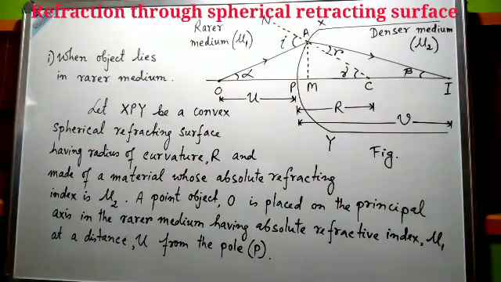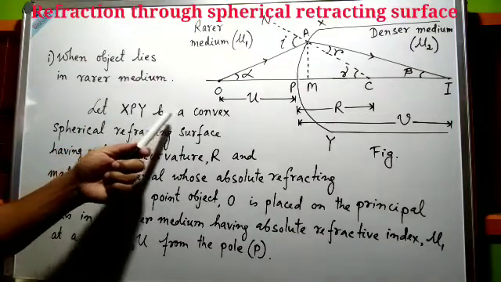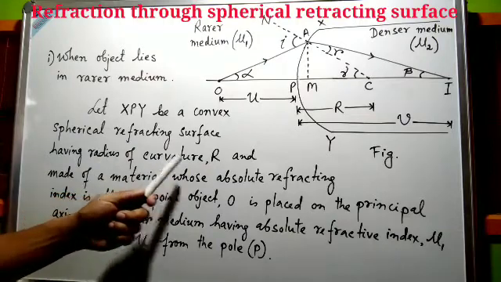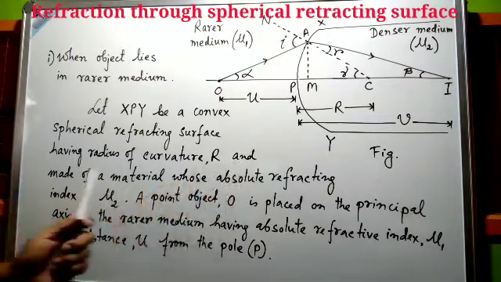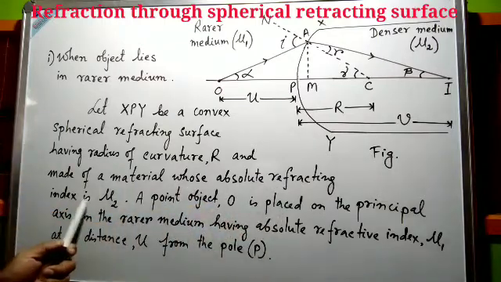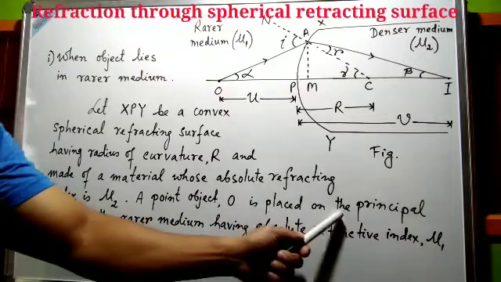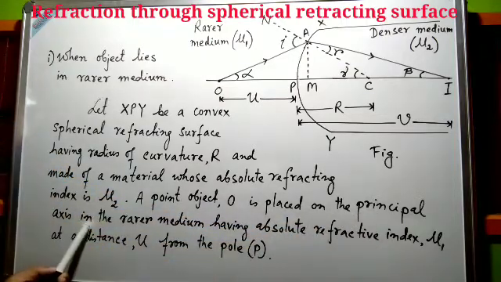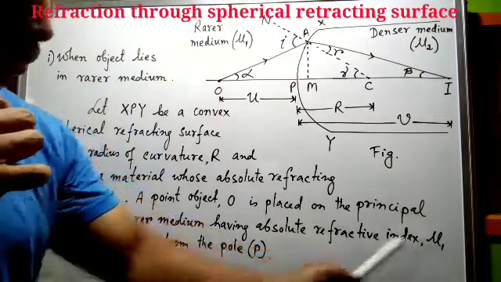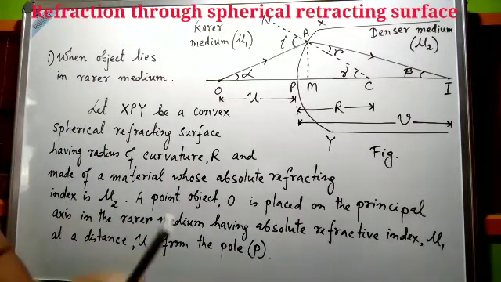So we may write like this. Let XPY be a convex spherical refracting surface having radius of curvature capital R and made of a material whose absolute refractive index is mu2. A point object O is placed on the principal axis in the rear medium having absolute refractive index mu1 at a distance U from the pole capital P.